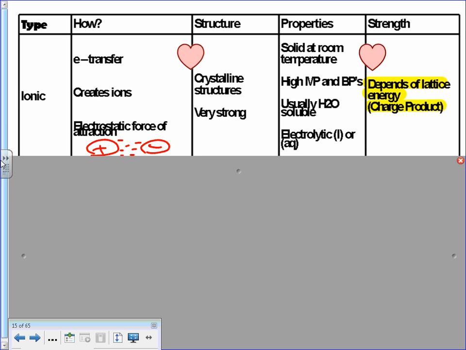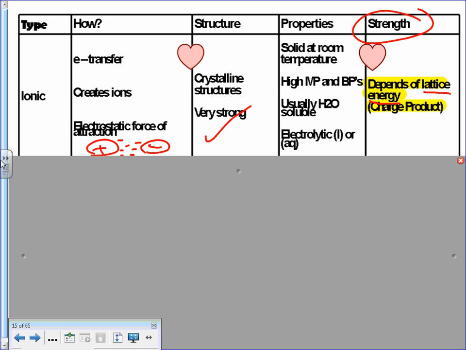We know they have crystalline structures. We know they're very strong. This highlighted part is a new part that I've added here. So if you would like to add at the bottom of your ionic properties, the strength of their attractiveness depends on their charge product. And I'll give you an example. So first of all, it says depends on lattice energy.